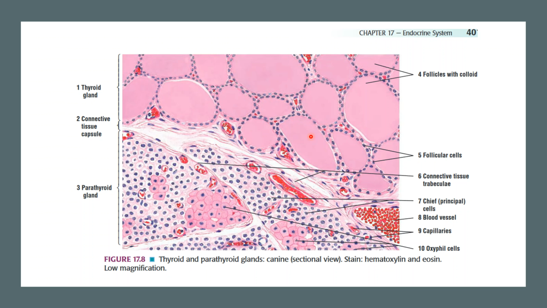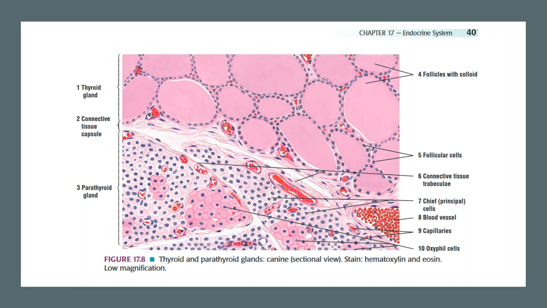In this picture we are able to make out thyroid along with parathyroid. Here you see very clearly, this part of the slide is the thyroid gland. You are able to make out numerous colloid filled thyroid follicles. These are all the thyroid follicles, these are the follicular cells, and these are all the fenestrated capillaries. Now if we take the parathyroid, this is the parathyroid.